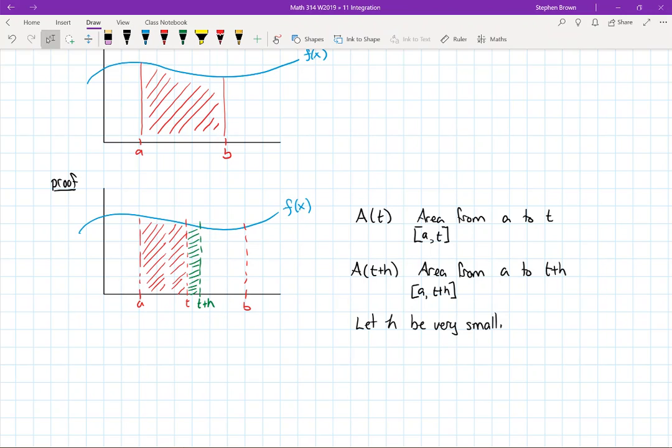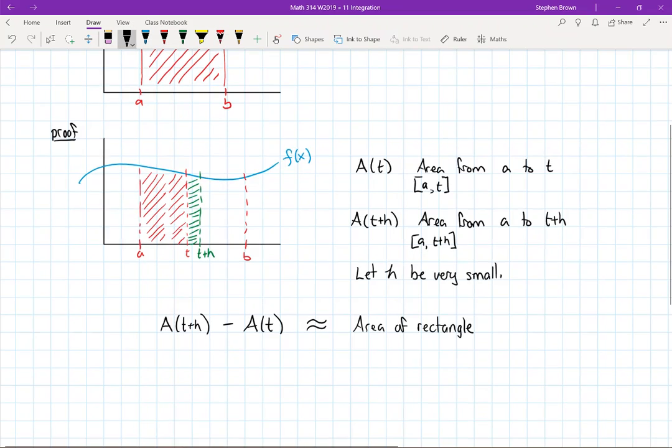Well, take a look at that green area. If it's pretty small, like how I've drawn it, the difference between a of t and a of t plus h, that green area, we could write as a of t plus h, the total area up to t plus h, minus the area up to t, is approximately a rectangle. Well, area of a rectangle then. Now, what is the width and height of that rectangle? The width of that, since we're going from t to t plus h, would be equal to the distance we've traveled, which is h.